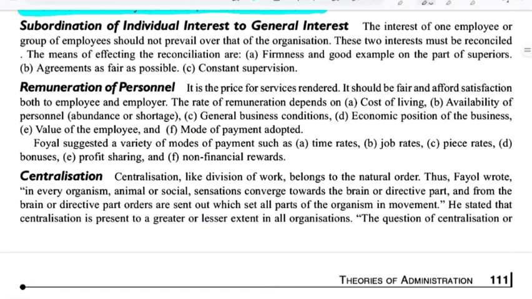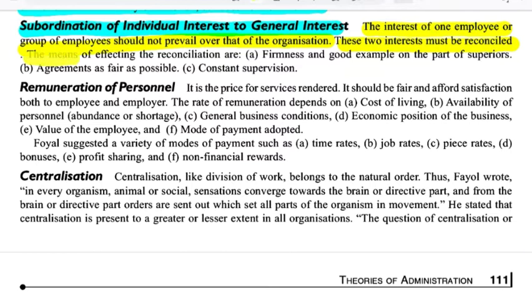Next is subordination of individual interest to general interest. It means the interest of one employee or group of employees should not prevail over that of the organization. The interest of the organization should be above all interests, whether it is the interest of one employee or a group of employees. These two interests must be reconciled.